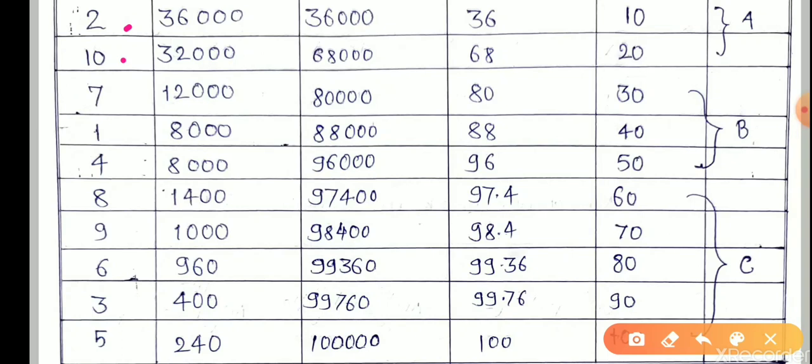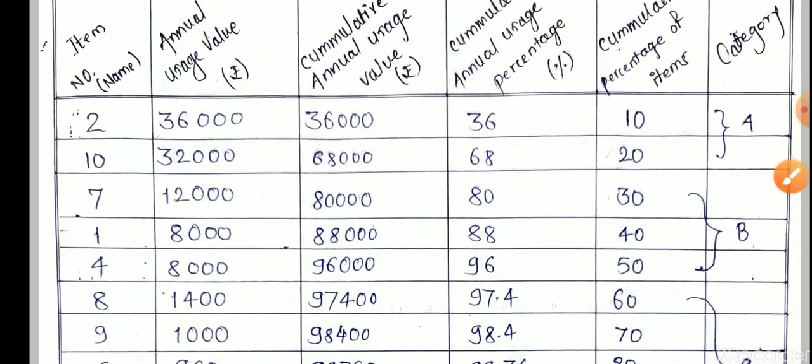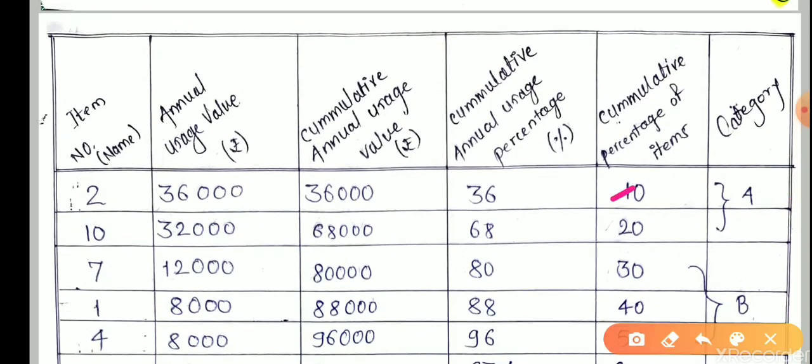That is 1, 2, 3, 4, 5, 6, 7, 8, 9, 10. It means we have a total of 10 items to calculate in our inventory. Now from this figure of 10, we calculate the cumulative percentage of the item column, this column.